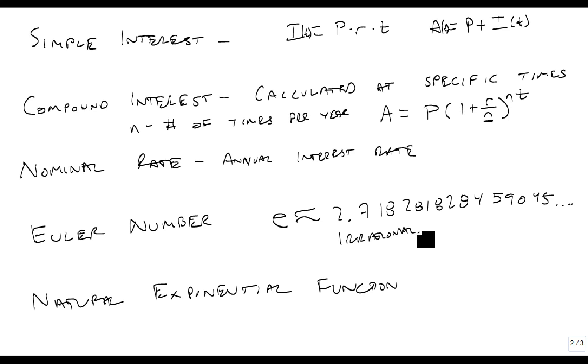Now, the natural exponential function is a function that looks like e to the x. Instead of a to the x, it's e to the x. And we'll talk about how to use the Euler number and natural exponents here later on in this section.